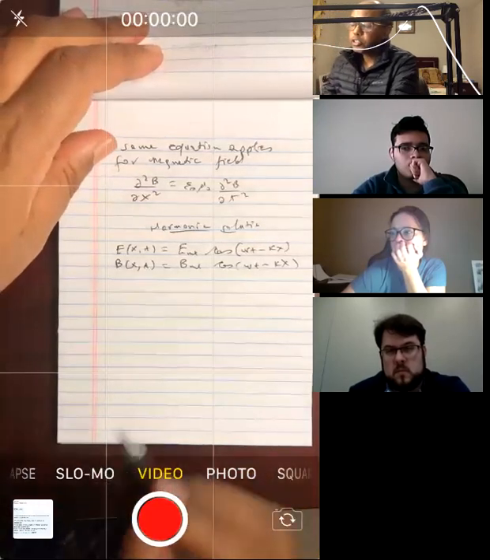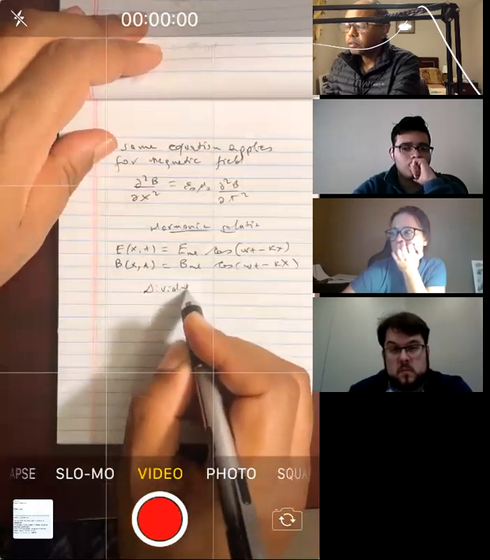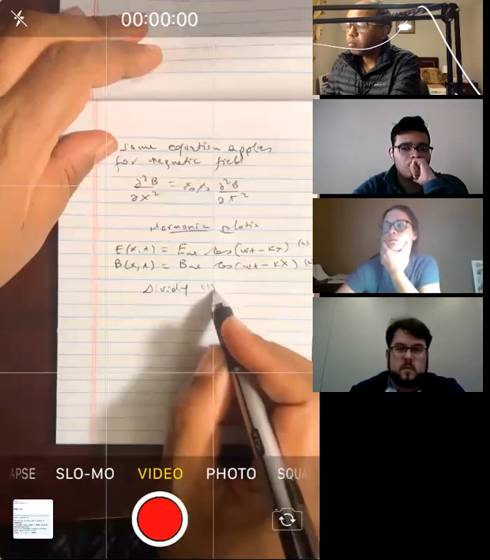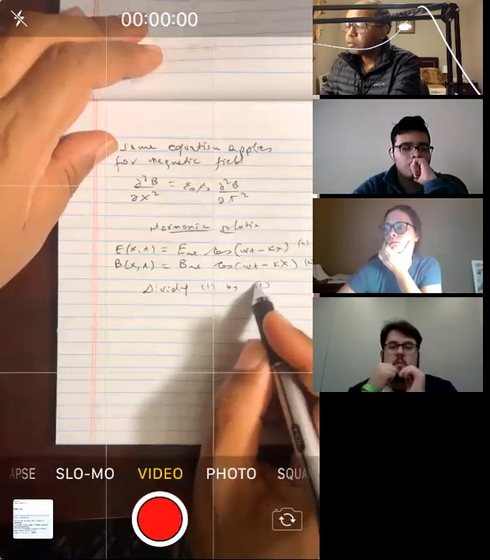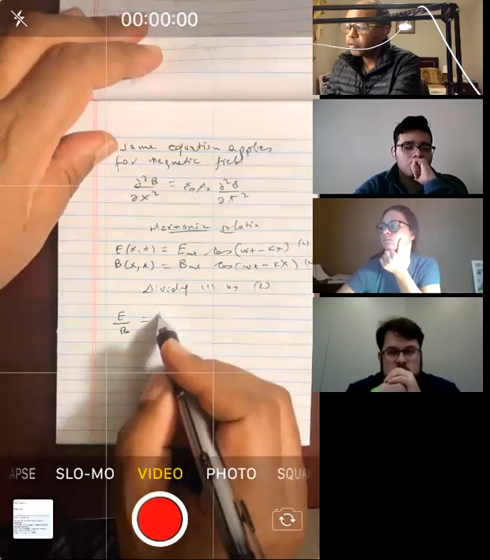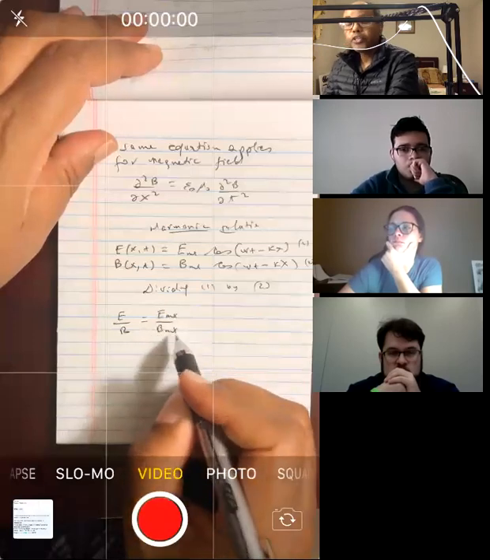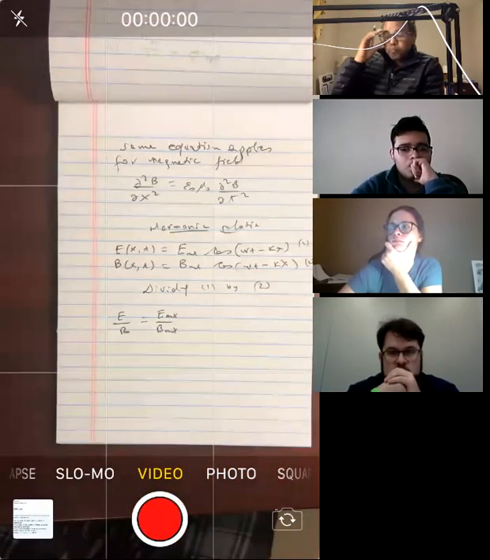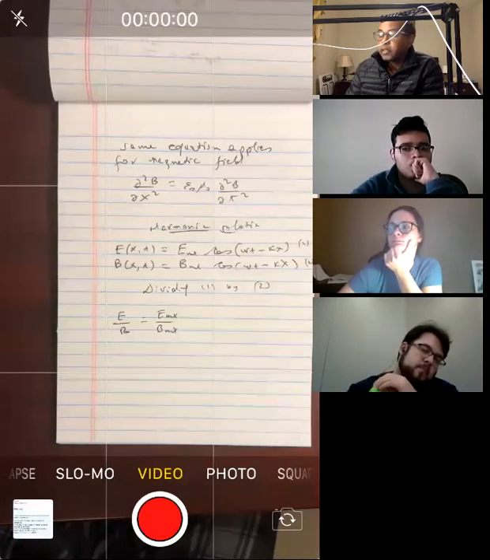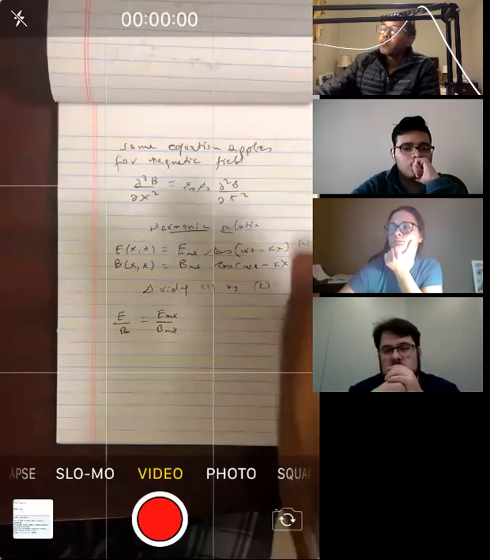Now, if you take the ratio, dividing both equations, let's say this is 1 and this is 2, 1 by 2, you see the cosine cancels out, and you get E divided by B is simply the ratio between the amplitudes. So the ratio between the instantaneous fields is the same as the ratio between the amplitudes of the electric field and the magnetic field.